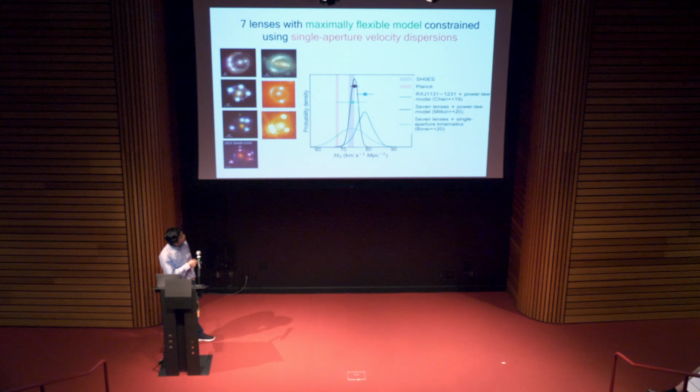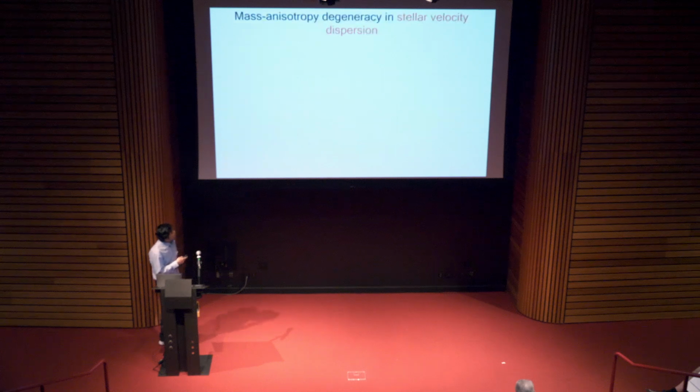You can see the median value is almost the same as before. However, the uncertainty goes up because we are using a flexible model, and single aperture velocity dispersion cannot catch everything. So there is another degeneracy which could not be broken using single aperture velocity dispersion, and that's the mass anisotropy degeneracy. So what happens? We could have different masses giving us the same single aperture velocity dispersion. So how does that happen?